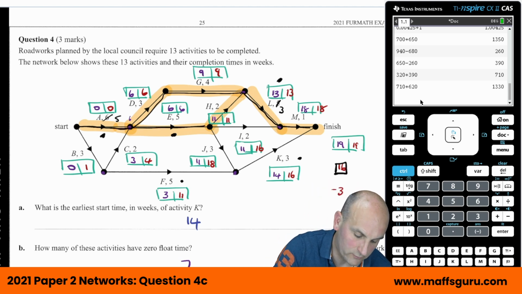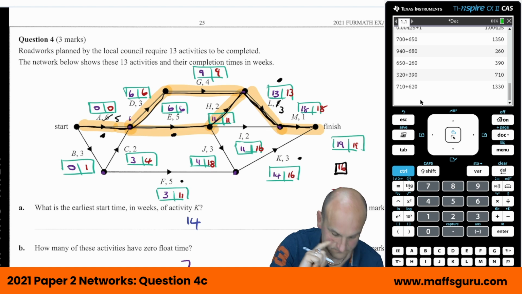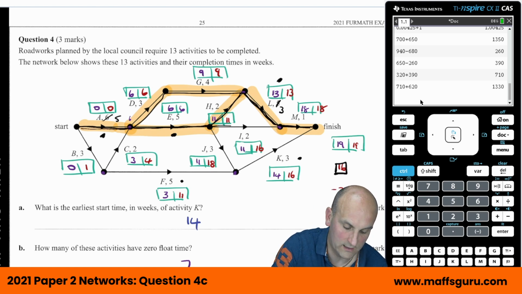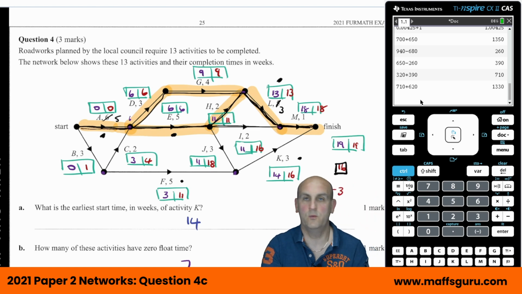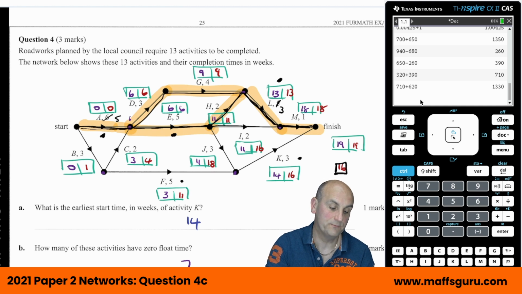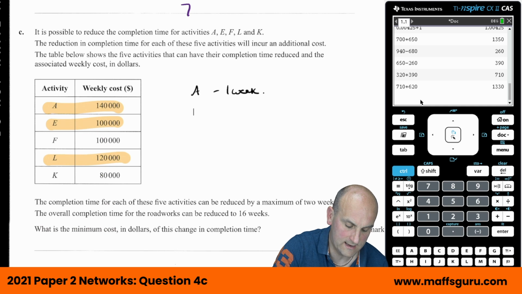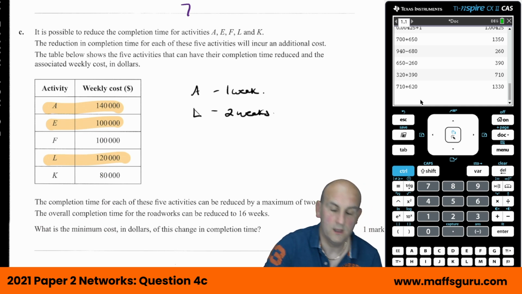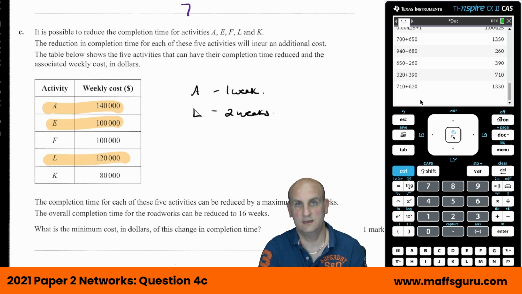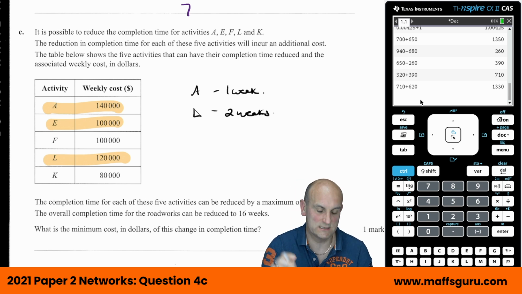So again, I go through here and up here and down and along. And then I'd move my way along here and work my way around the other sections of that. And I do all of this in my head. That's the best way I can think of to do crashing. And as it turns out, by reducing A by 1 week and L by 2 weeks, we can effectively get what we need at the cheapest cost we can.